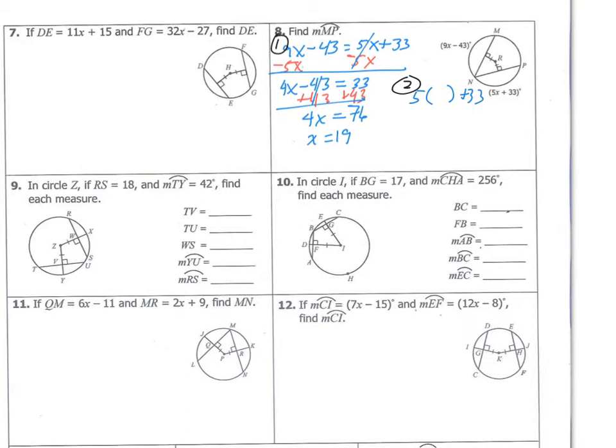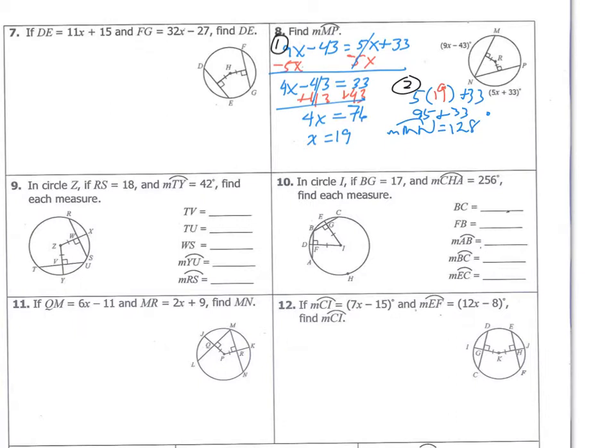So we're going to put in 19. That's a 19. Shocking but true. There we go. So 5 times 19 is 95. Plus 33 gives you 128. So arc MN, the measure of arc MN is equal to 128 degrees.